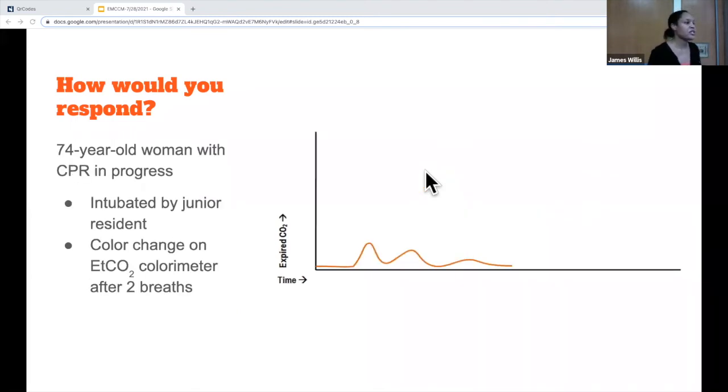And one more important one is this one. You've got a 74-year-old gentleman, CPR is in progress, he's intubated, the color changes after a couple of breaths, and then this is what you see on the end tidal.